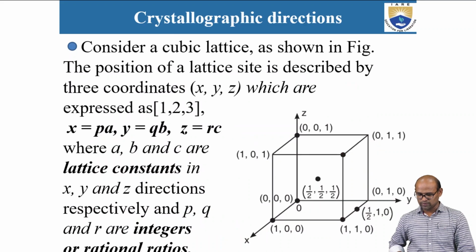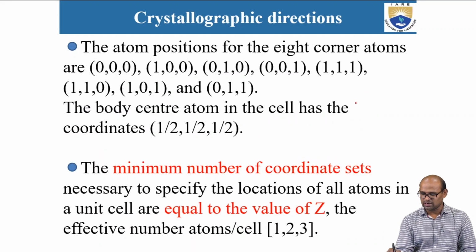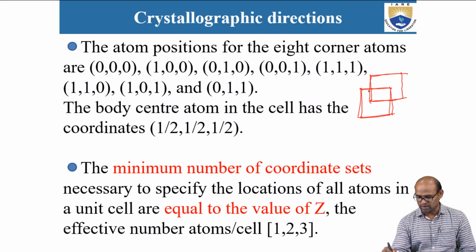So let me draw this unit cell here. I have to draw the cubic unit cell, where A is equal to B is equal to C. You have to be careful with that. A is equal to B, so you have all squares. So this is 1 square and this is 1 square. And now I am going to join them.